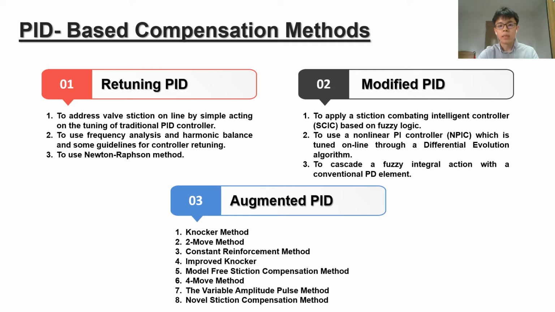Among the PID-based compensation methods, we can separate them into three different types, which are retuning PID, modified PID, and augmented PID. PID controller retuning used in the process control loop is able to significantly reduce the amplitude and frequency of oscillation by tuning or finding the most optimum parameter for the controller setting. Newton-Raphson method is one of the solutions to apply in the retuning of the controller to improve the performance of stiction compensations. Next, the second existing PID-based compensation method is modifying the traditional PID algorithm without adding an extra compensator.